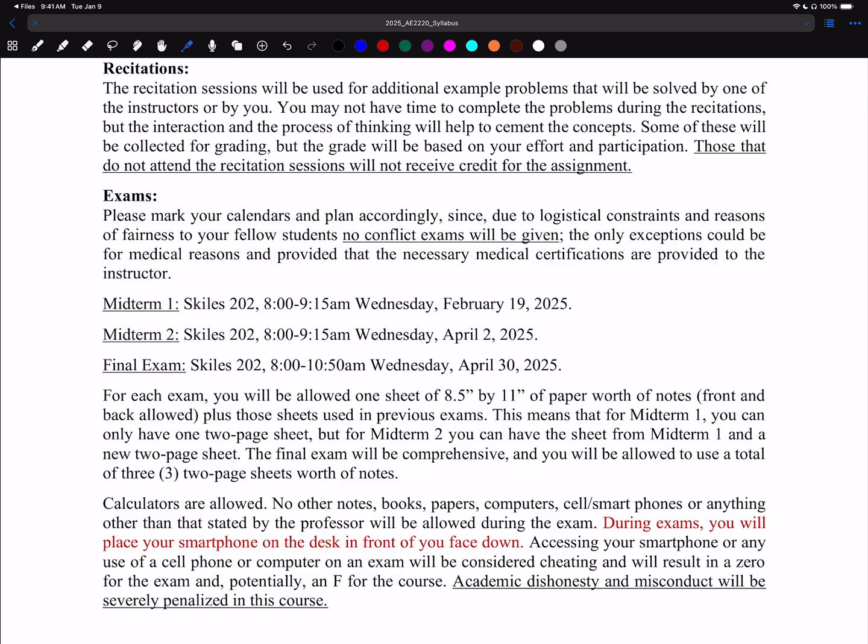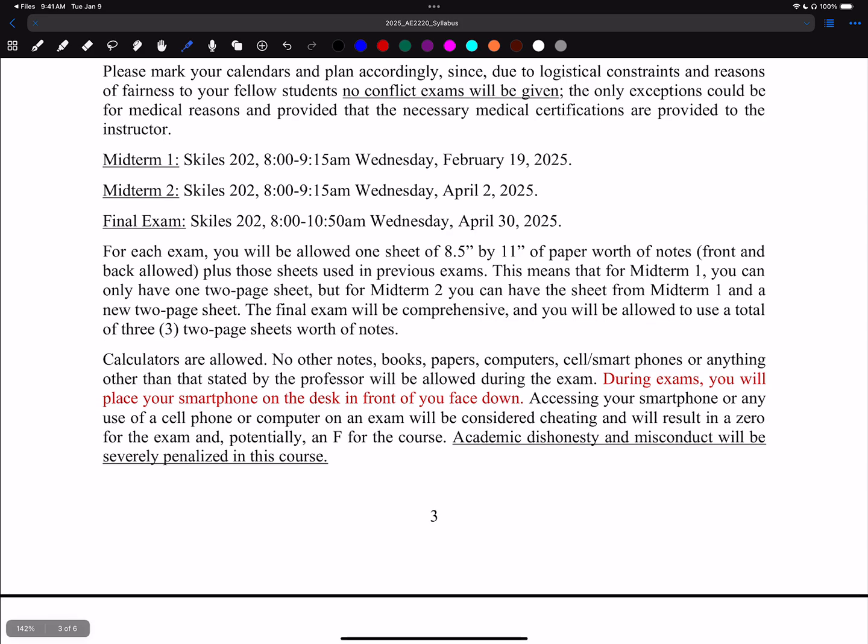For each exam, you're allowed to have one sheet of 8.5 by 11 worth of notes. That's front and back allowed, plus any sheets that you used in previous exams. So for midterm 1, you're allowed one 2-page sheet. For midterm 2, you're allowed the notes from midterm 1 plus a new 2-page sheet. And then for the final exam, you're allowed 3 2-page sheets, and you would obviously want to use the 2 pages from midterm 1 and the 2 pages from midterm 2, and then a new 3rd page. Calculators are allowed, but no other books, papers, computers, cell phones, etc., other than anything that I say you're allowed to use during an exam.